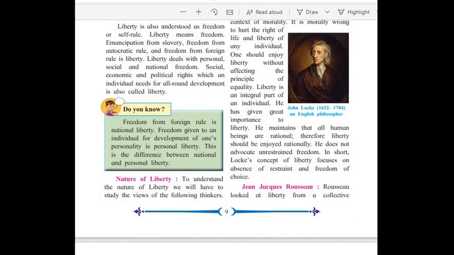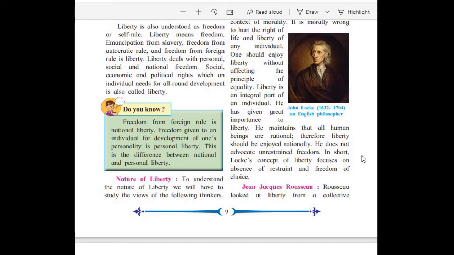Now, my dear students, I would like to give an example. The example is very simple. On 15th August 1947, we received freedom from the British yoke. From that very day, we got freedom. Now, I would like to tell you, freedom from foreign rule is national liberty. Freedom given to an individual for the development of one's own personality is personal liberty. This is the difference between national liberty and personal liberty.